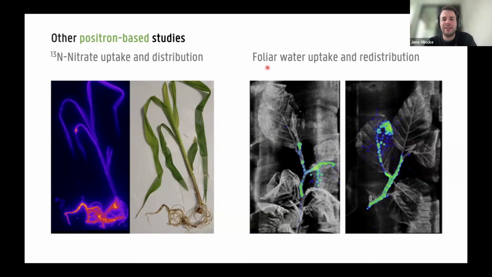And then another study that was performed by our lab is that we studied foliar water uptake, so water uptake from the leaves, to visualize uptake and redistribution of water inside the stems. And here you can see a PET-CT image, with PET showing the distribution of the tracer, and the CT image clearly visualizing the plant leaves. So this is also a nice example of these two techniques being used together to create a better picture of what is going on.